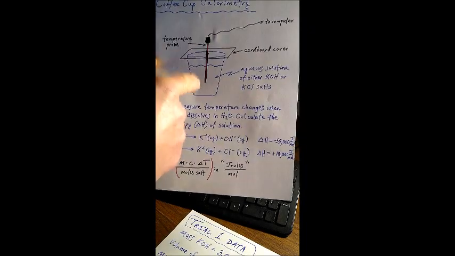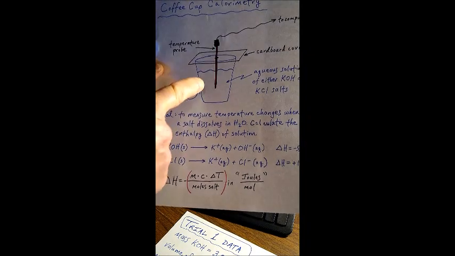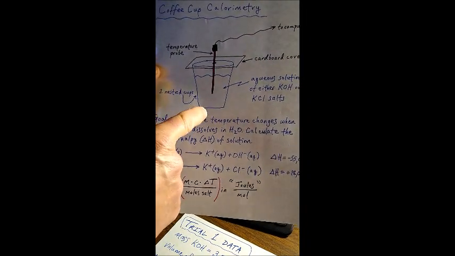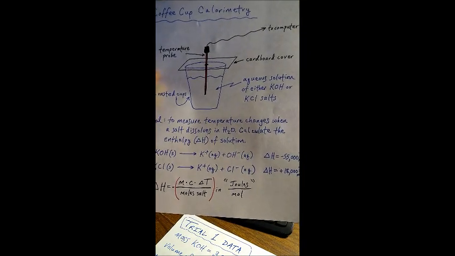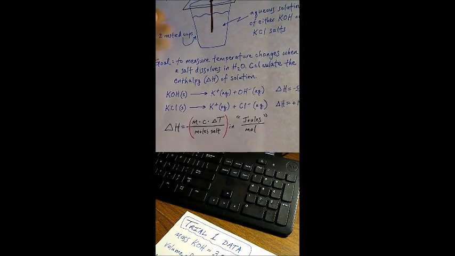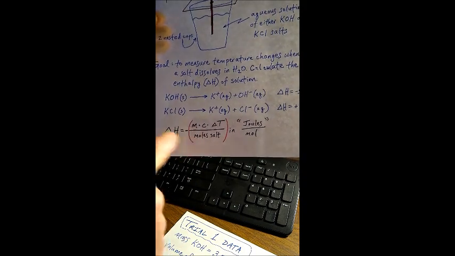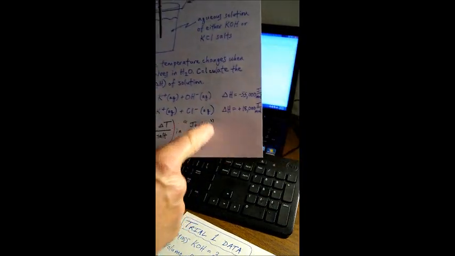I have a temperature probe, which is just a fancy thermometer that's connected to a computer. I'll have a cardboard cover that I'll show you. I'm going to fill it with some room temperature water, and then I'm going to throw in some salt, KOH or KCl, in separate trials, and they're going to dissolve according to these equations. And I'm going to measure the change in temperature, which is called delta T. I'll explain in more detail what these terms are in another video, but we know the correct answers.